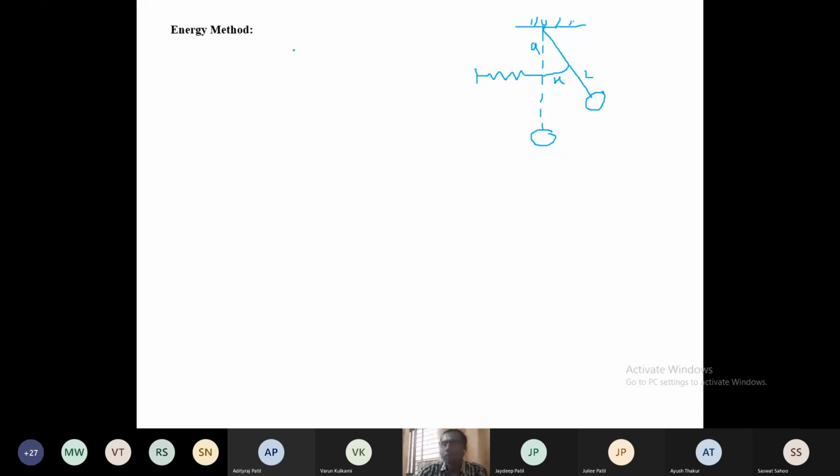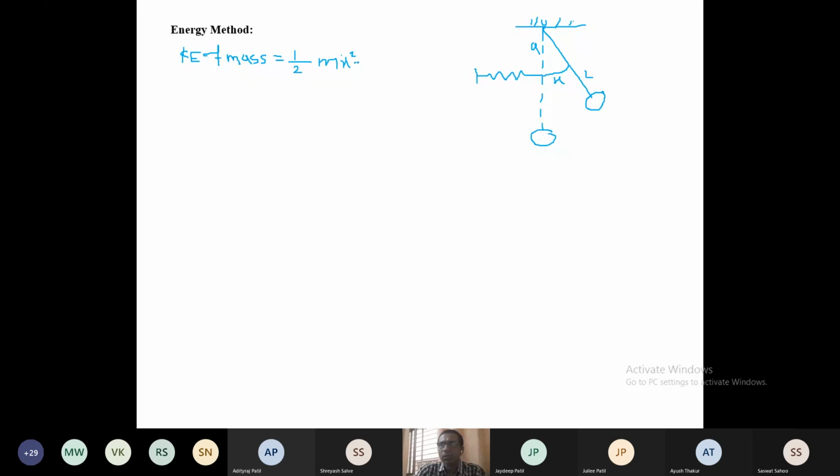Okay. Now in the energy method, you have to find out the kinetic energy and potential energy, and you have to differentiate it. Now first of all, we will see the kinetic energy of the mass. What is the formula of kinetic energy of the mass? Half m x dot square.